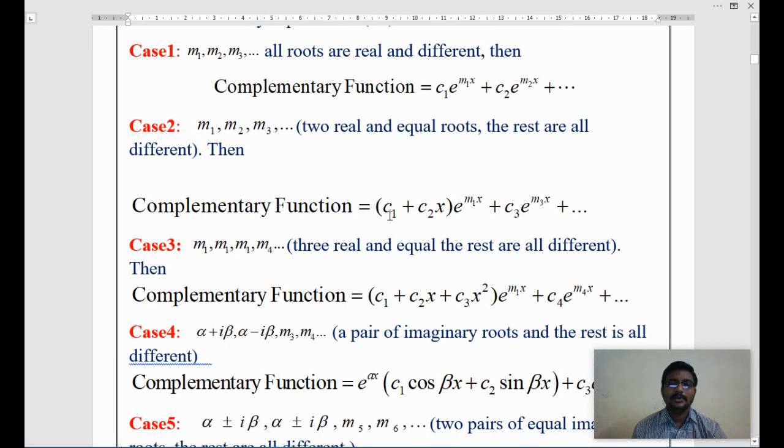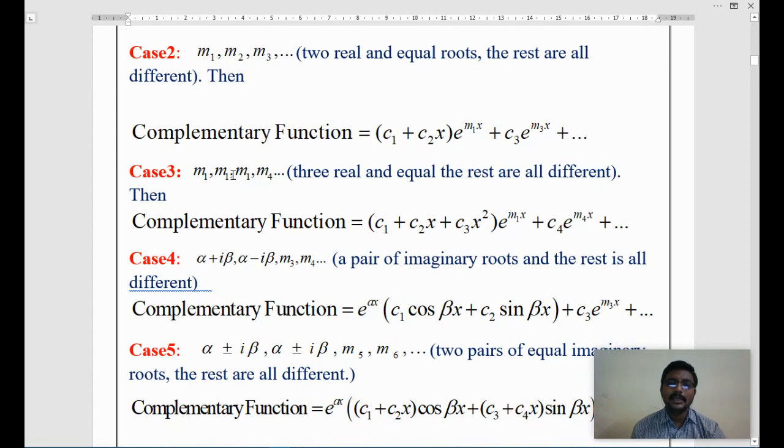So like that, we have to define it whenever two roots are real and equal. In case 3, suppose all three roots are real and equal and the rest are different. Then we define CF as [c1 + c2x + c3x²] e^(m1x), or m2x, or m3x, because here m1 = m2 = m3 and the rest are different, so that c4 e^(m4x) + c5 e^(m5x) + and so on. So it is defined whenever the three roots are real numbers and equal.